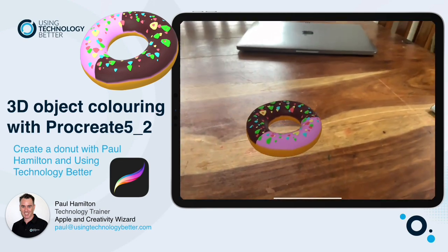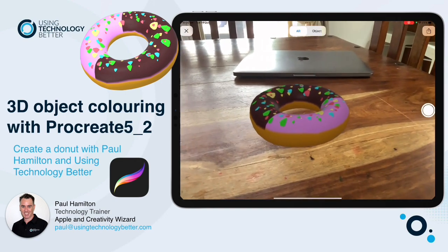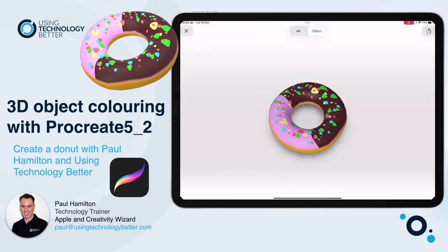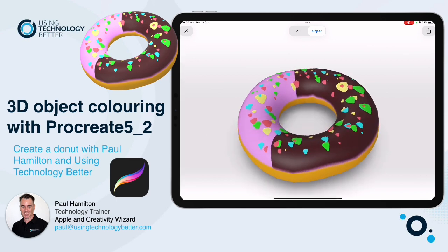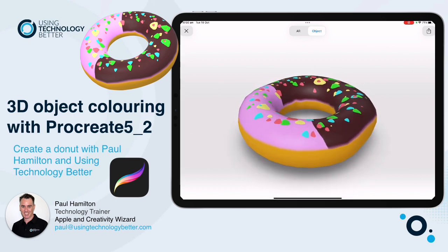How good is that? Two fingers can actually raise your donut, and you can bring it into Reality Composer and do some pretty cool stuff. How good does that look? Our first 3D colored object, which is great.